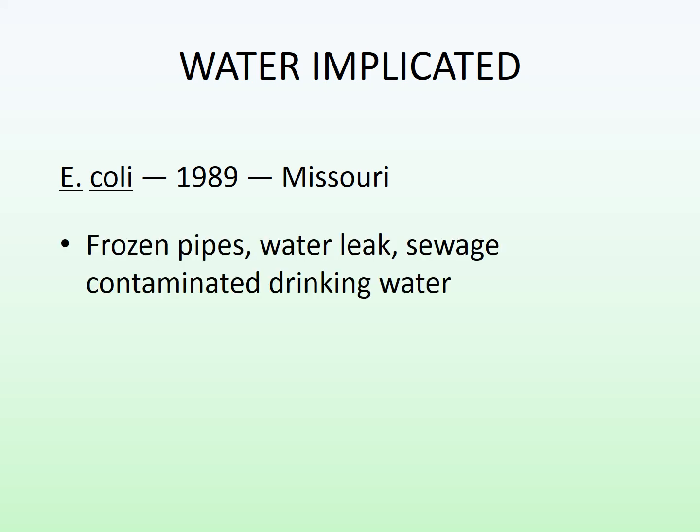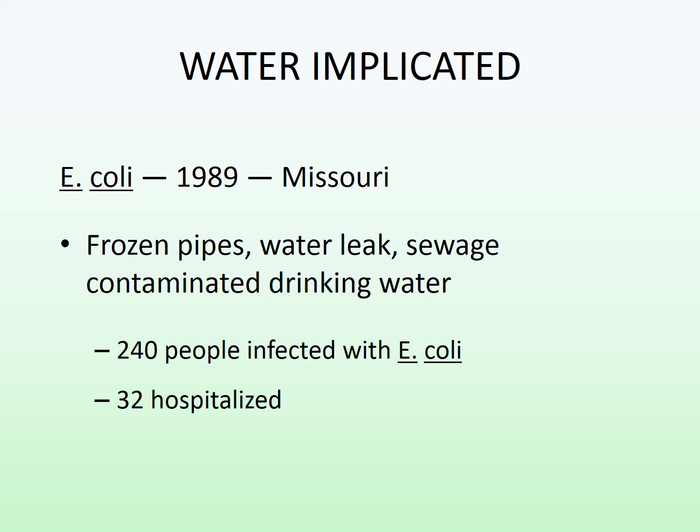So if we take a look at the water implicated, that's what I think is important. We had an implication back in 1989 in Missouri. And here we had a cold winter, we had frozen pipes, water leaked out of the pipes, and sewage contaminated the drinking water. And 240 people were infected with this particular strain of E. coli. It resulted in 32 people hospitalized, and eventually 4 people died from this strain.